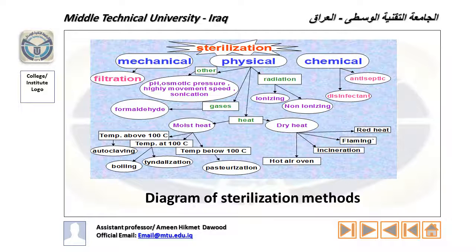The diagram you observe shows you the different physical, chemical, and mechanical sterilization methods that can be used to sterilize various materials. The method of sterilization we use depends on the nature of each material that we want to sterilize.